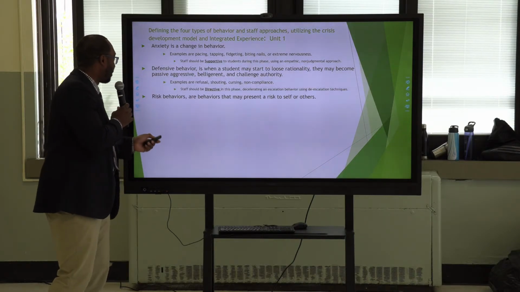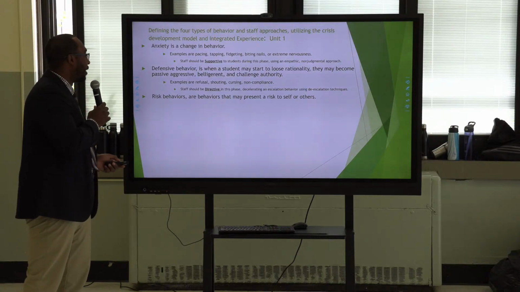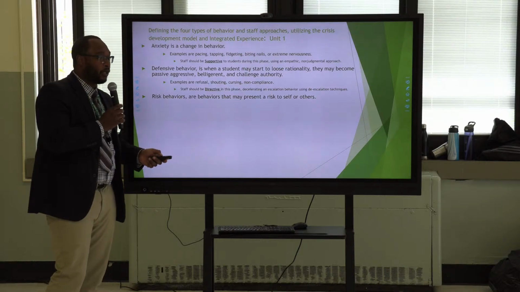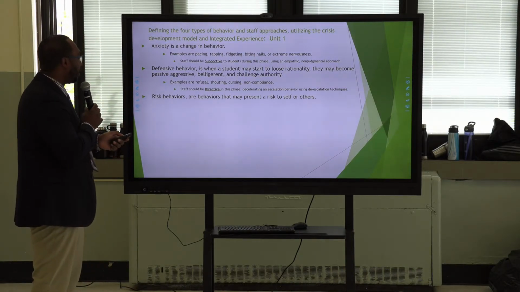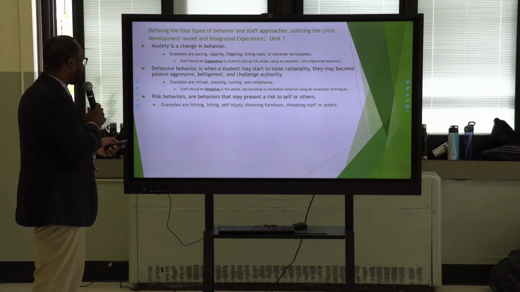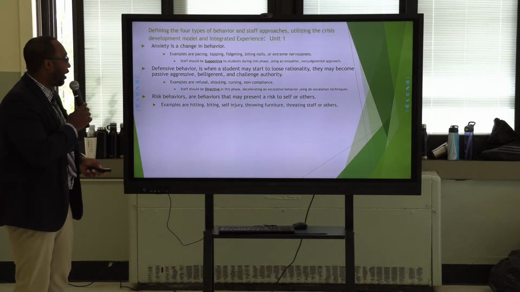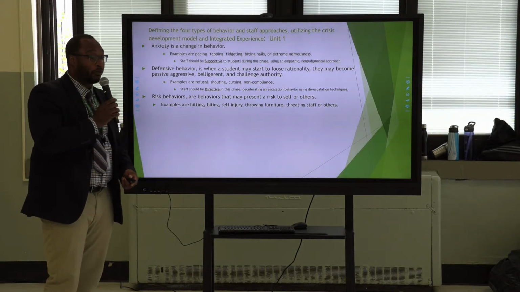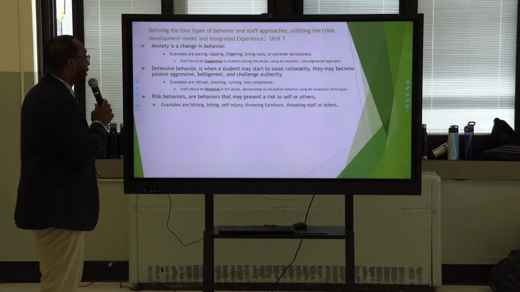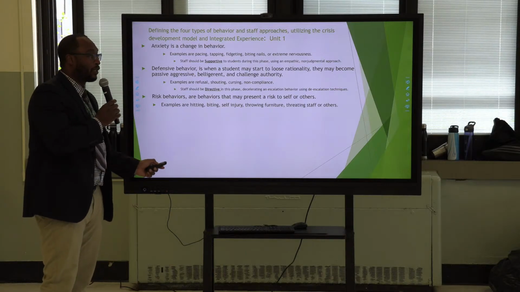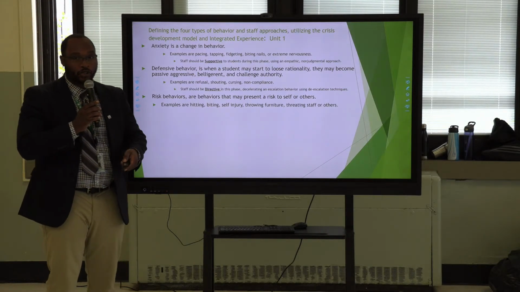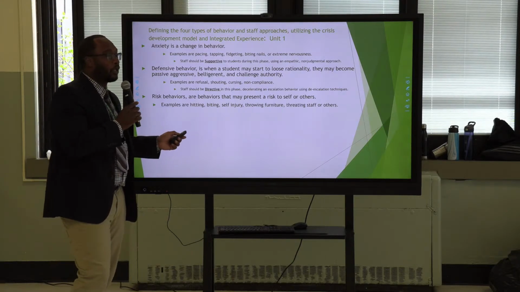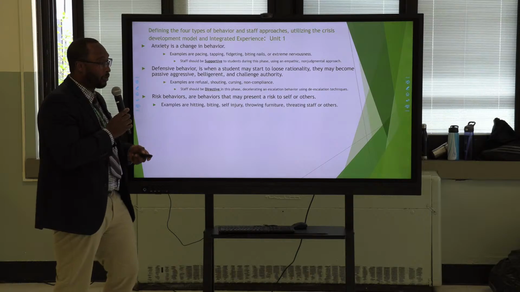And that's going to go on to the next topic, which is risk behaviors. So when a student is defensive, and they're not listening to you and they become threatening, right? That's when they're going to go into risk behaviors. And examples of risk behavior are hitting, biting, self-injury, throwing furniture, I've seen a lot of that, threatening staff or others. So in this situation, if this happens in district, right, in Farmingdale, this is when you call for security. You call for the security, you call for the principals, okay?